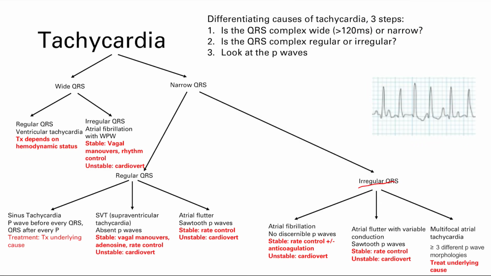And finally, we have multifocal atrial tachycardia. Again, narrow QRS, irregular. You can see that this is fatter than this. And the special thing here is that you have three or more different types of P wave morphologies. You see this P wave looks different from this P wave, looks different from this P wave, and looks different from this P wave. So that's multifocal atrial tachycardia.